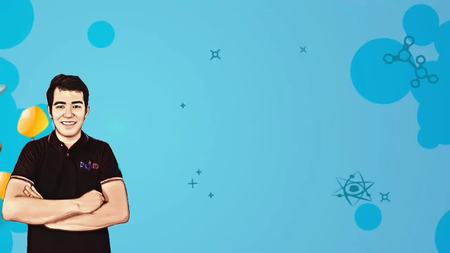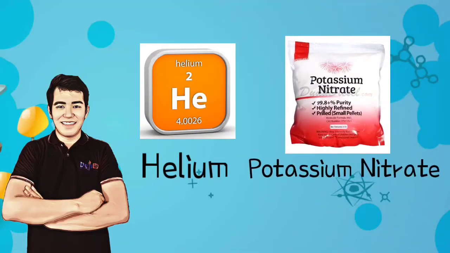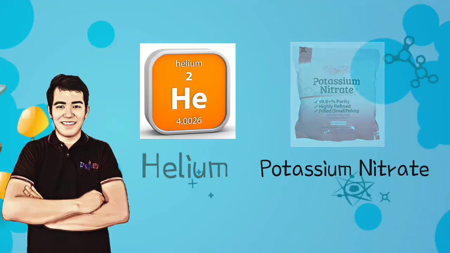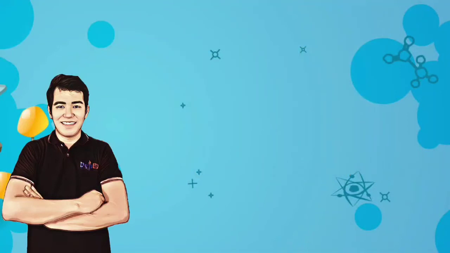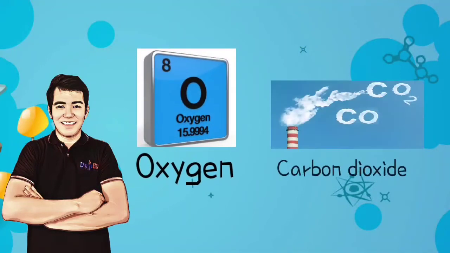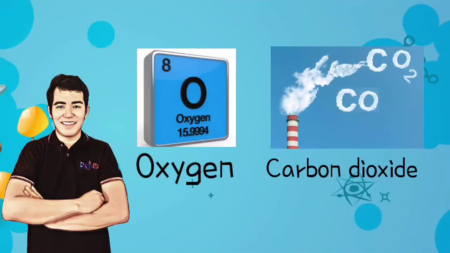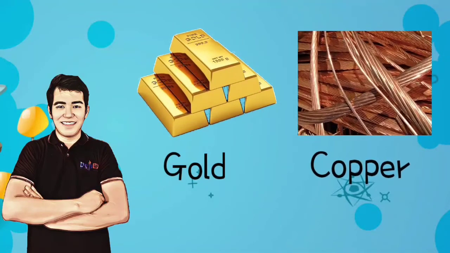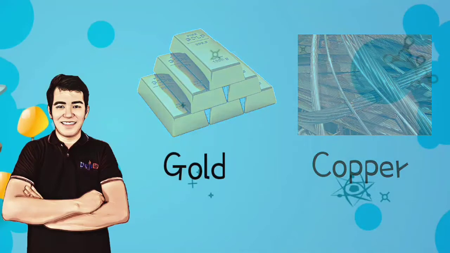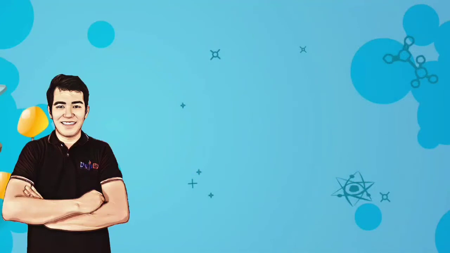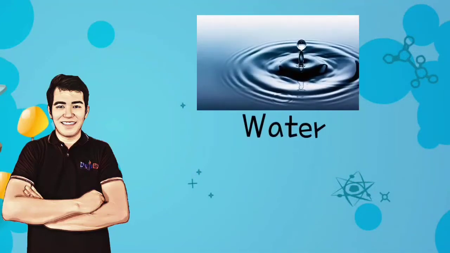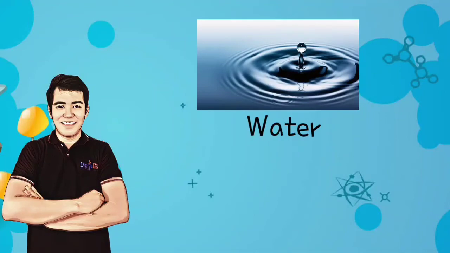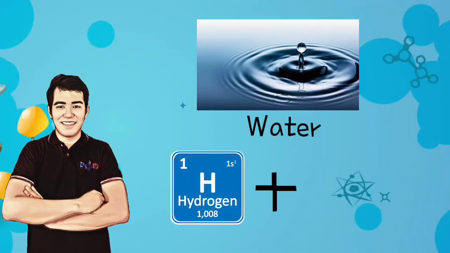Next, from the second stanza, we have helium and potassium nitrate. From the third stanza, we have oxygen and carbon dioxide. From the fourth stanza, we have gold and copper. And lastly, from the fifth stanza, we have water that is made up of hydrogen and oxygen.